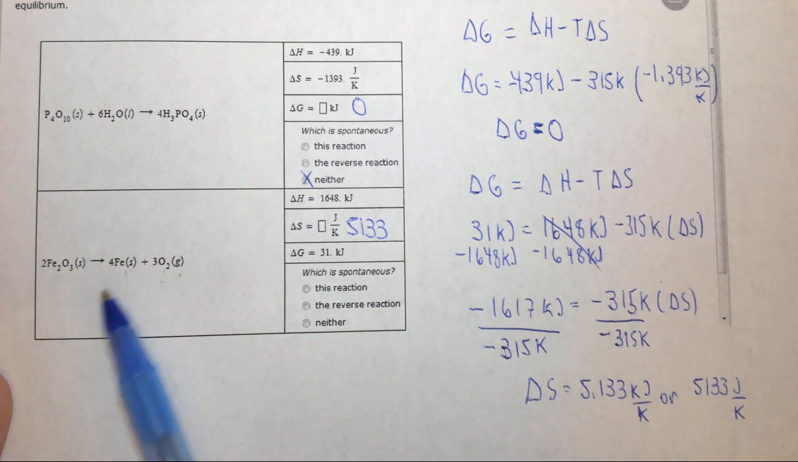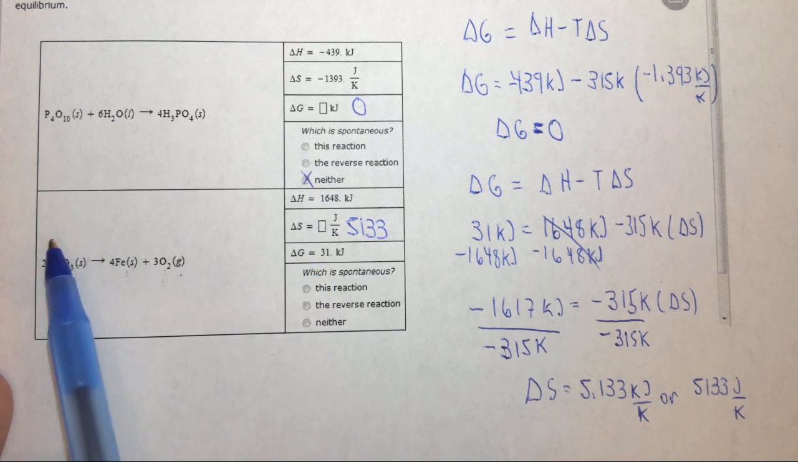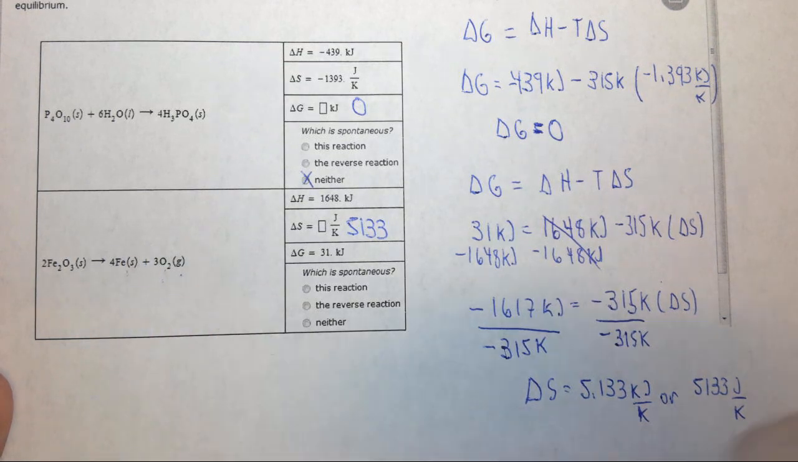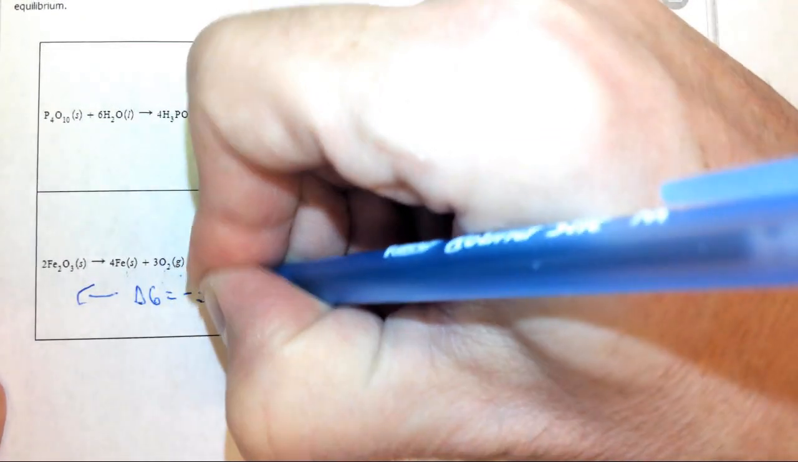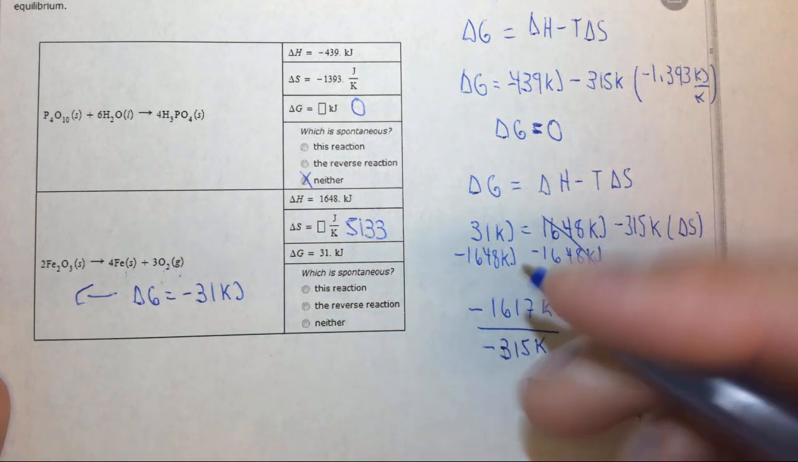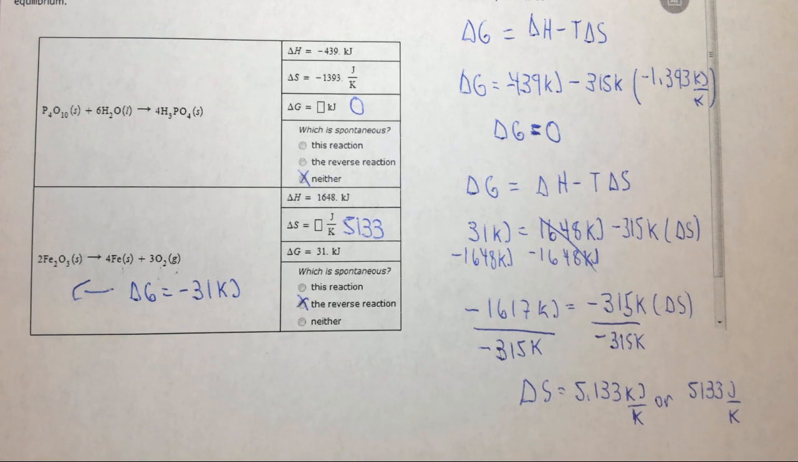But what tells us the reverse reaction is spontaneous? Well, delta G is positive. So for the forward reaction, it's not spontaneous because delta G is positive. But for the reverse reaction, delta G is exactly the opposite, minus 31 kilojoules. So for the reverse reaction, delta G is negative. So the reverse reaction is the spontaneous reaction in this case.